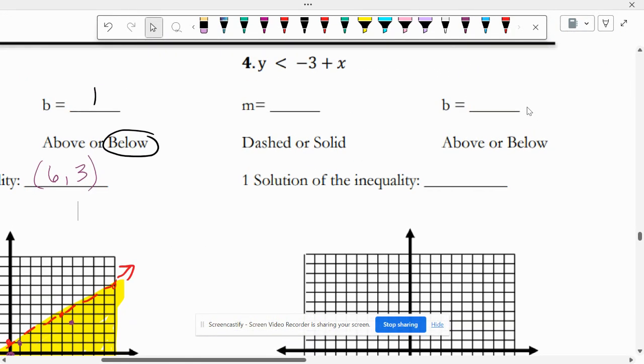Okay, how about if we freeze the screen and let you guys do this one? The only difference is you have to change where your x and y are. They're not in slope intercept form, so put it in slope intercept form. Rewrite it so that it is.